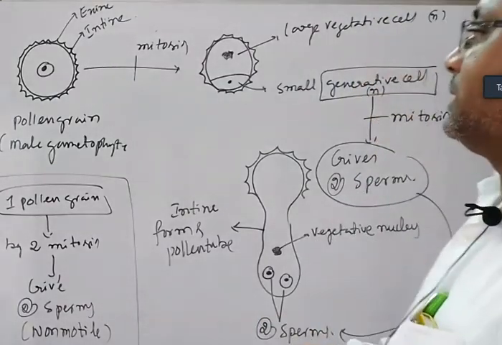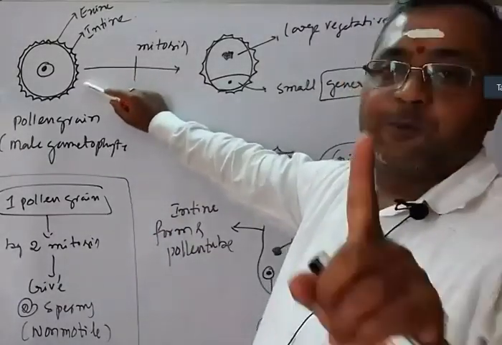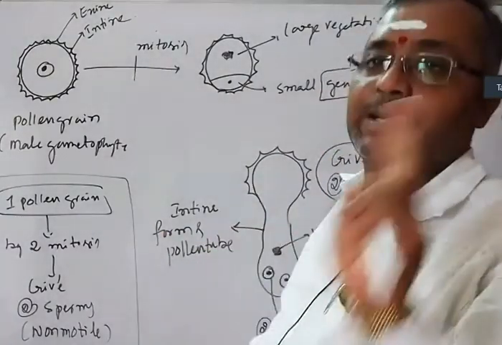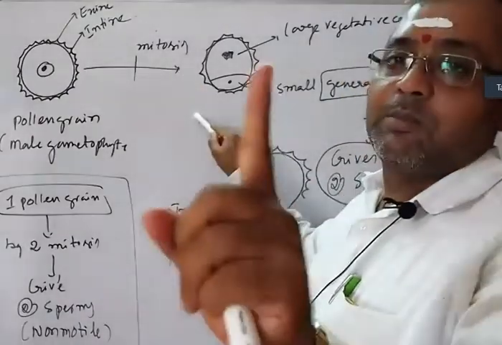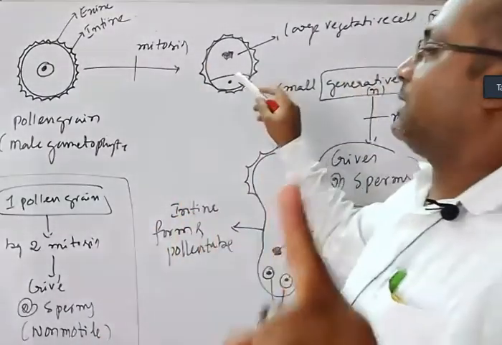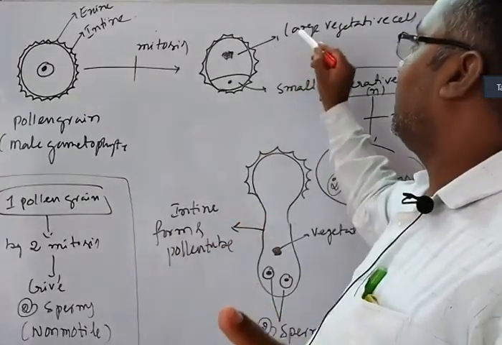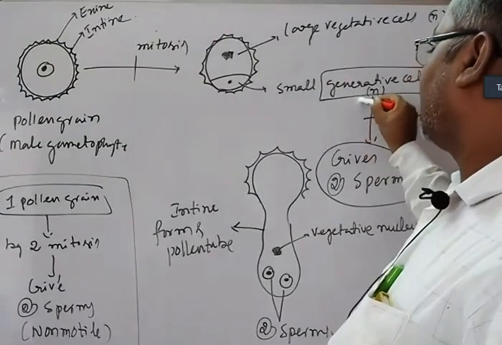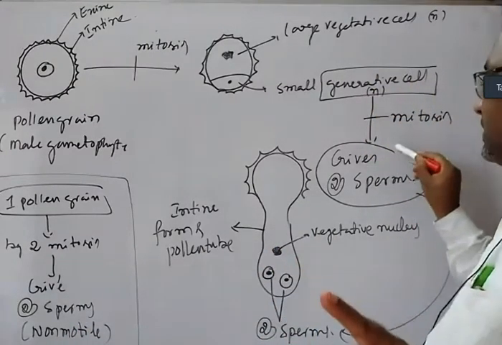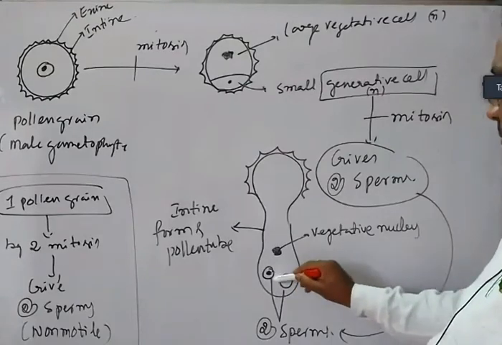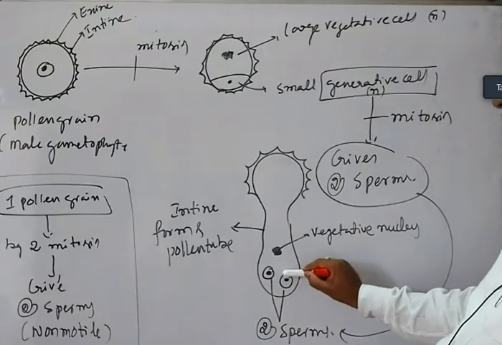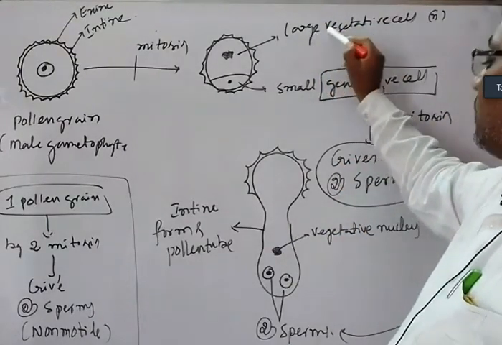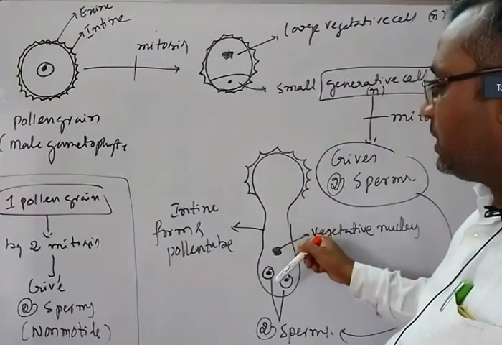Now listen to me here. I said each pollen grain, one pollen grain, divides by two mitosis to give two sperms. How? First, it divides by one mitosis. By the first mitosis, it gives two cells: a large vegetative cell and a small generative cell. Then the generative cell again divides by another mitosis to give two sperms. Now, the two sperms and this vegetative nucleus are transferred into the pollen tube.